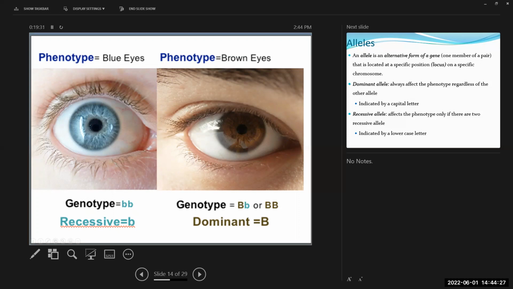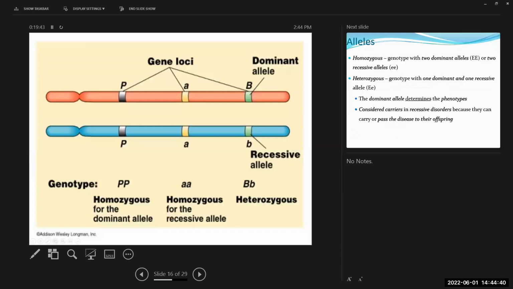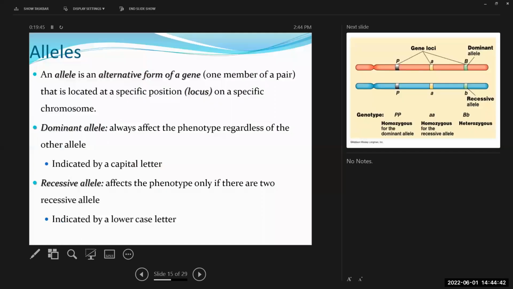The only time a recessive trait actually shows is when you have two recessive alleles, and in this case you have blue eyes. So, allele: we mentioned it is the alternate form of a gene, and the dominant is written with a capital and the recessive is written with a lowercase letter.